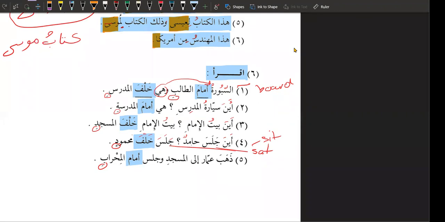He sat behind Mahmoud. نعم. So أين جلس حامد? Where did Hamid sit? Because these are past tense. Yes. Where did Hamid sit? He sat behind Mahmoud. نعم. إسماعيل.